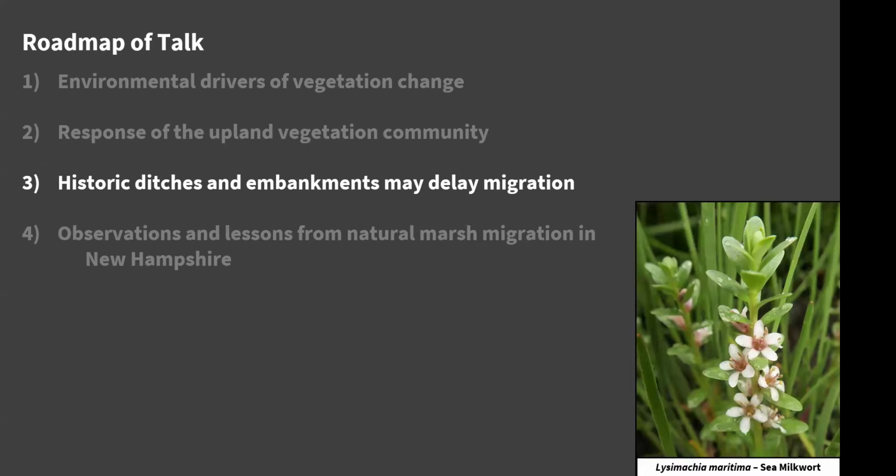The third thing I really want to talk about is thinking about what might delay marsh migration outside of just the vegetation. And I'm going to dive into a very New England example, because that's just what I know and what I love in my heart. But I know there are a lot of other examples that others might be wrestling with, and I'd love to hear about them at the end of this section, or at the end of the talk too. But for now, I'm going to focus on historical agricultural ditching and embankments, which may delay migration, which are really prevalent in New England and Northeast marshes.